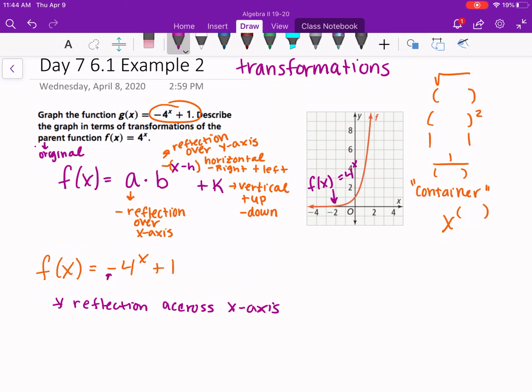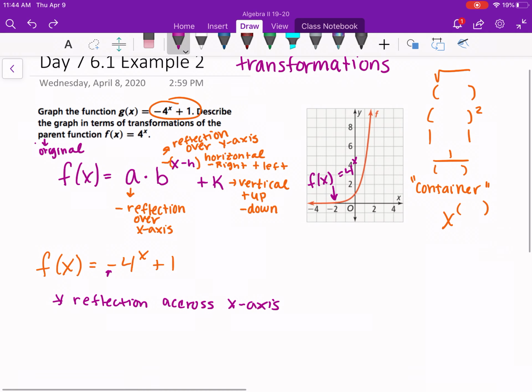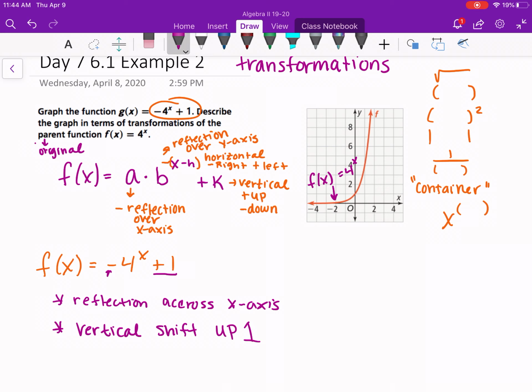Moving forward, I've got the 4, and then I look up in the exponent. There's no shift up here in the exponent, so there is no left and right shift. And so my next move is my +1 on the outside, okay? So I would say that this is a vertical shift, and then remember, vertical is exactly what you think it's going to do. That positive, that +1 is going to mean up 1, okay?